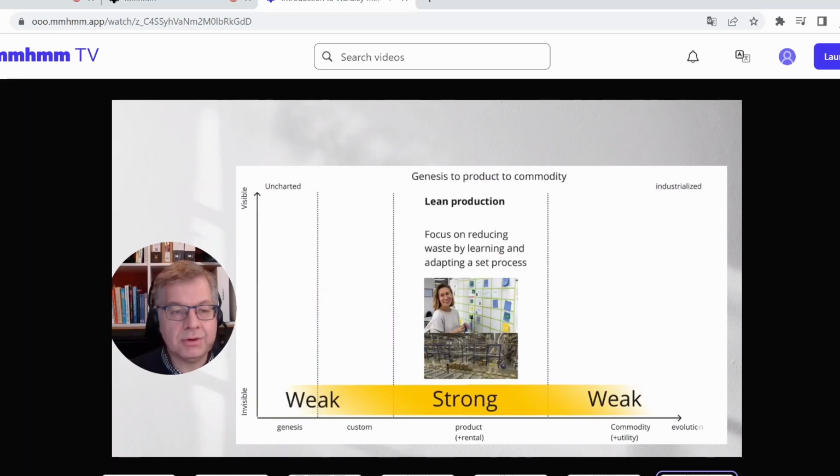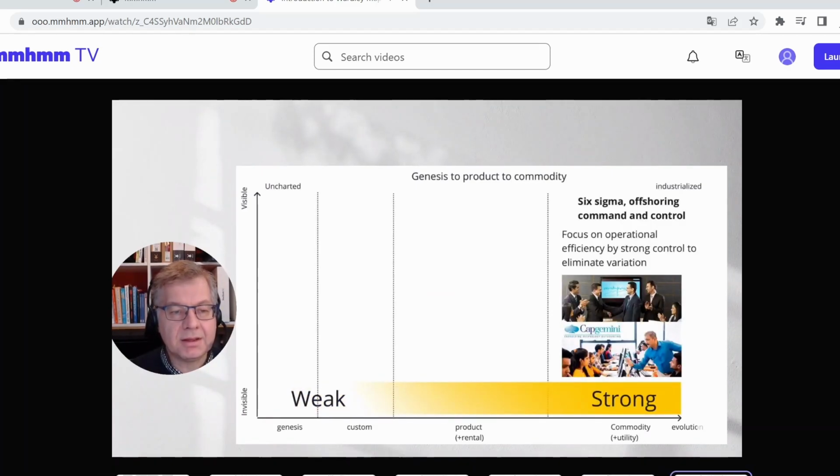Then, as offerings mature, a more lean production approach is suitable. The operational model is well defined, so focus now is to eliminate waste and adhere to a more strict process. And then in the most mature phase, where margins are slim and there is high competition, it's important to cut costs. So focus then is efficiency and outsourcing and operational excellence. The culture is more hierarchical and command and control.